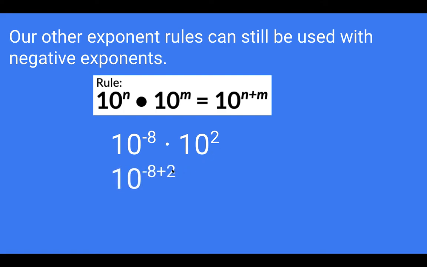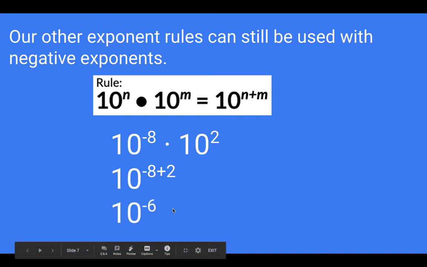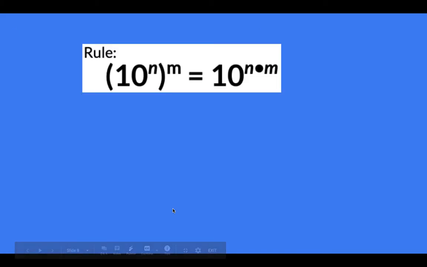What that would look like, our rule is we're going to add our exponents. So we have negative 8 plus 2. We're going to follow our rule for adding and subtracting integers. So negative 8 plus 2, we have opposite signs. So we're going to subtract and keep the bigger sign. Negative 8 is bigger than 2, and 8 is negative, so our answer is going to be negative. So 8 minus 2 is 6, so it's going to be negative 6. 10 to the negative 6. And for now, we're just going to keep our answer just like that.